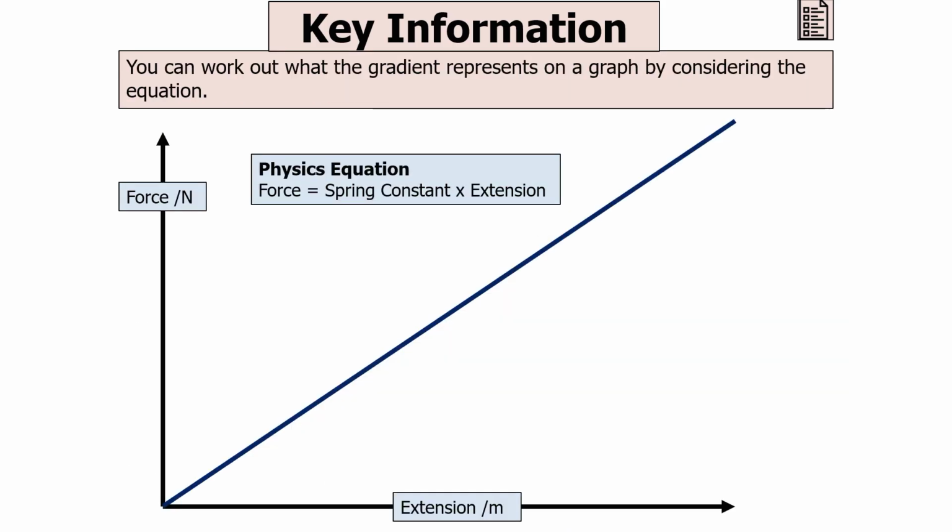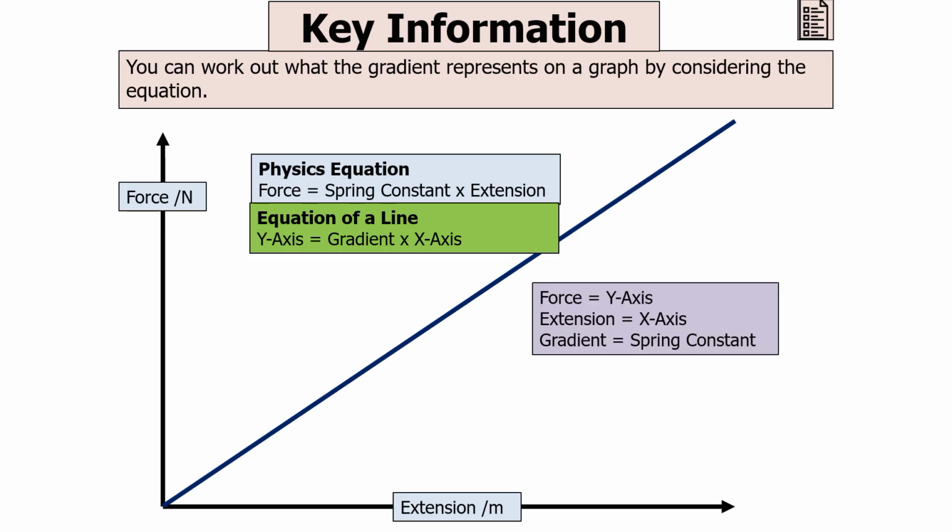Now, you can work out what the gradient represents on the graph by considering the equation. Remember, the equation of a line is y-axis equals gradient times x-axis. So in this example, if we say force equals spring constant times extension, well then the force is on the y-axis, the extension is on the x-axis, so therefore the gradient must be the spring constant.